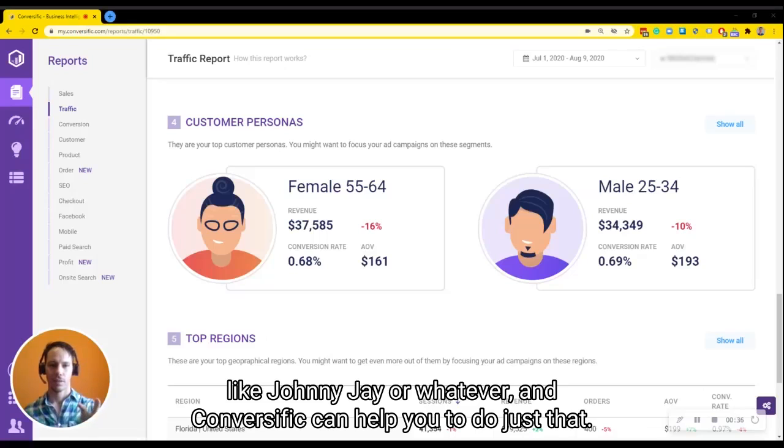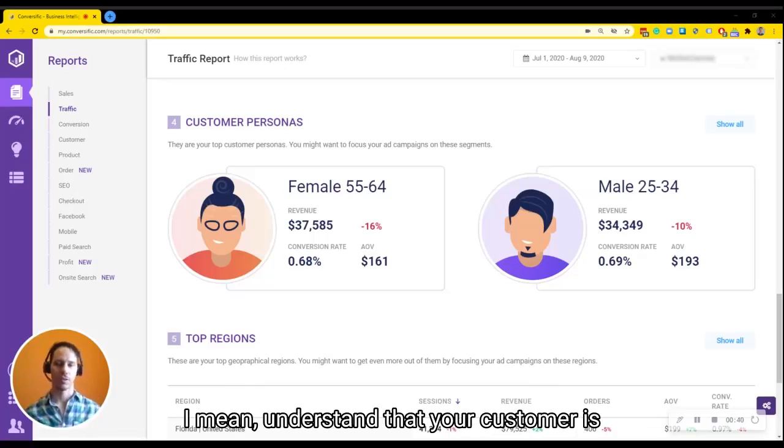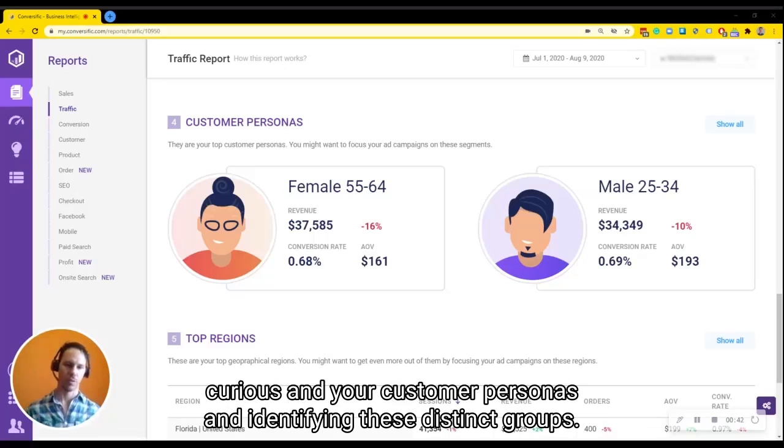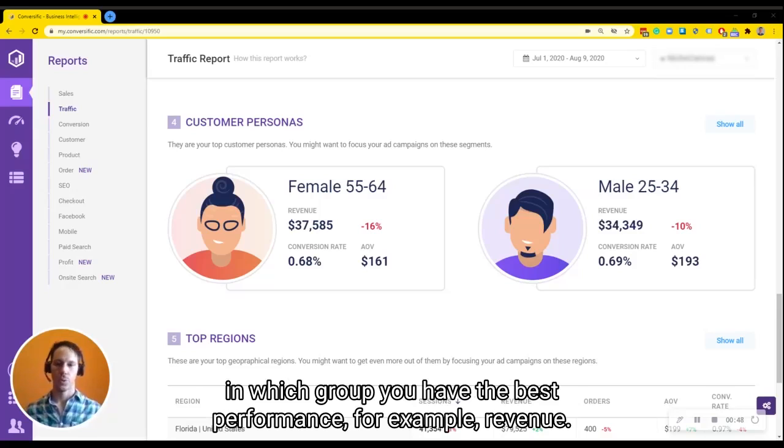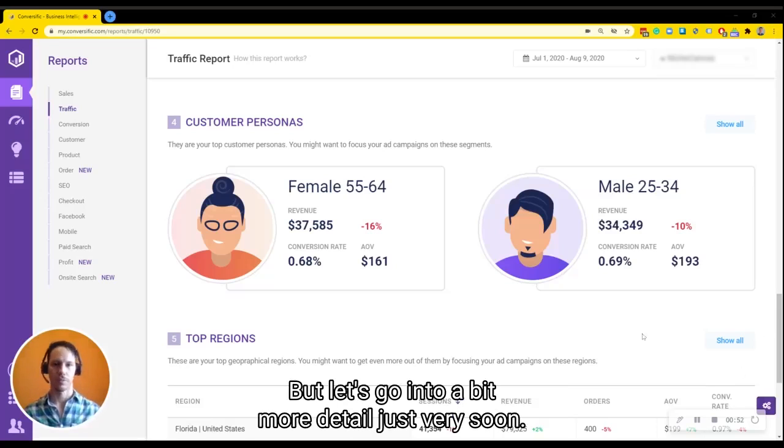And Commercific can help you to do just that. I mean, understanding your customers, creating your customer personas, and identifying these distinct groups, and you can see in which group you have the best performance, for example, revenue-wise. But let's go into a bit more detail very soon.